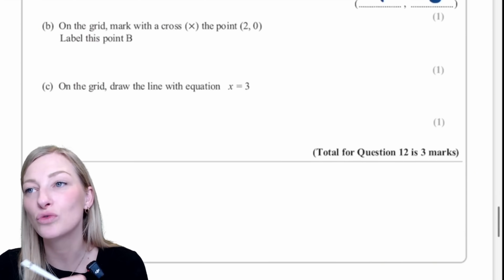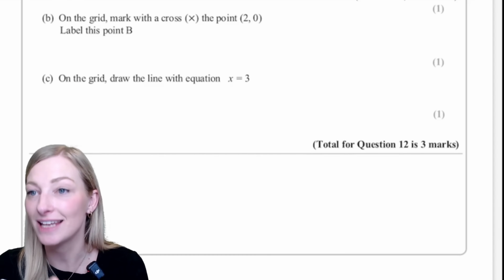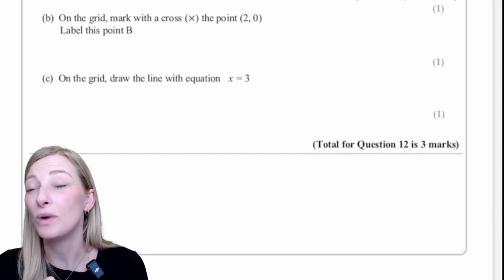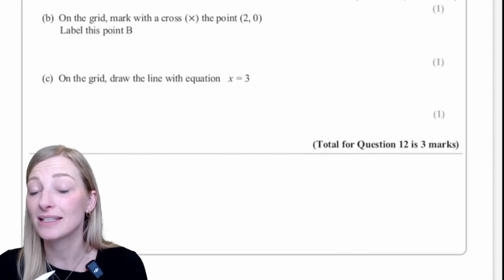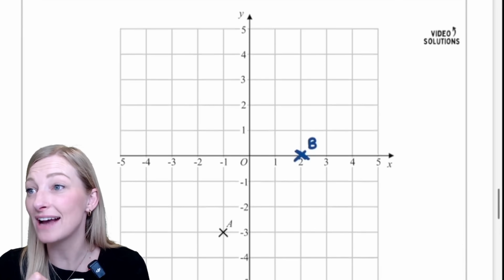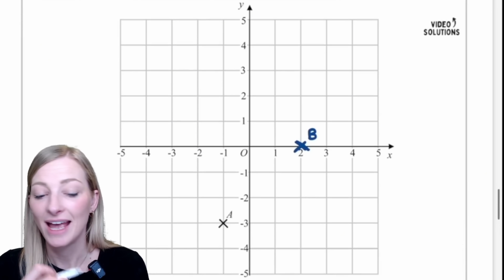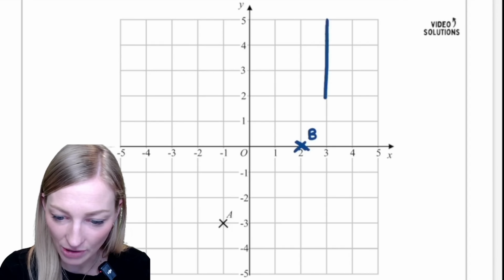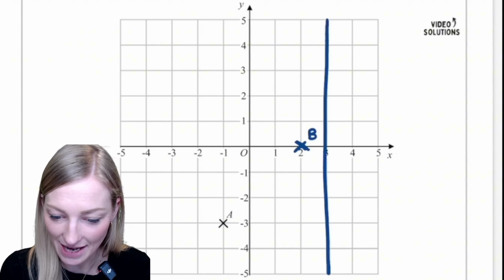Then it says, draw the line with equation x equals 3. Now here is where students will start to go wrong. We need to draw a line here. x equals 3 is the line where all of the x coordinates are 3. And it looks like this. So it goes through 3 on the x-axis.